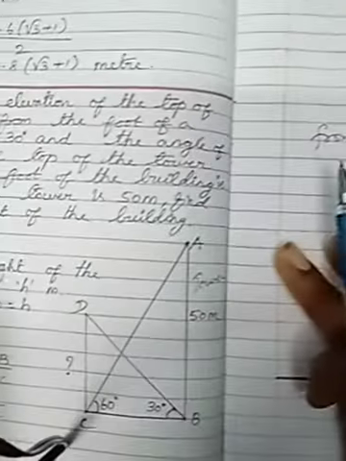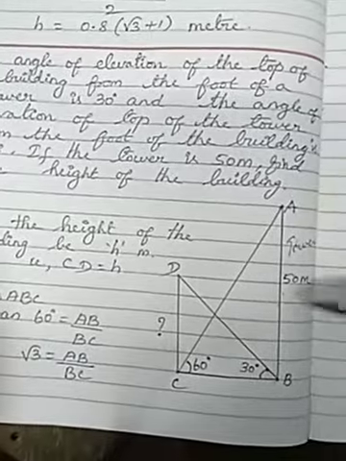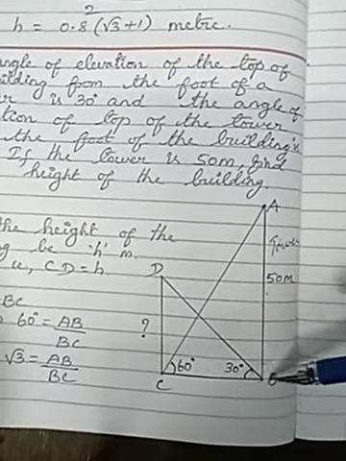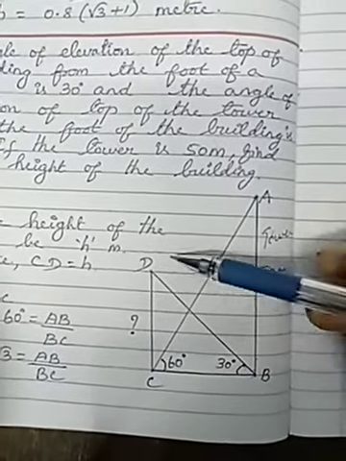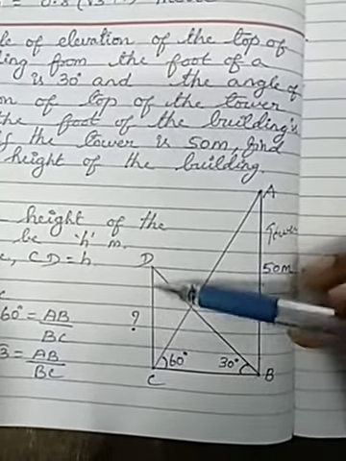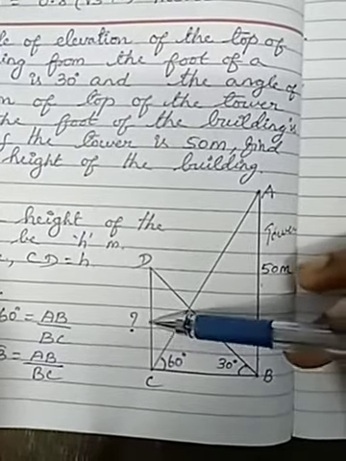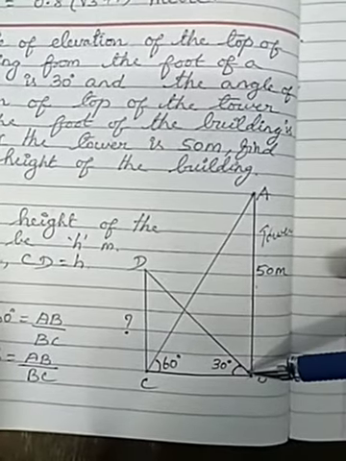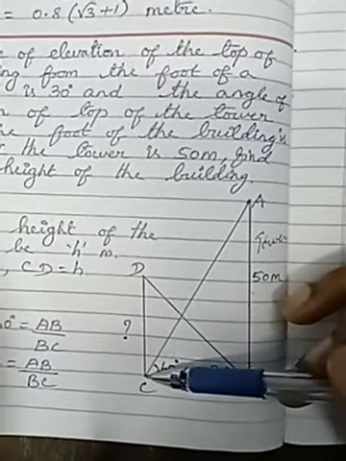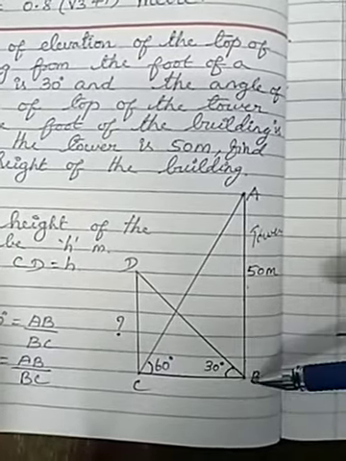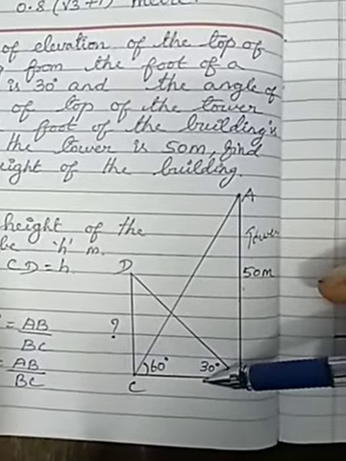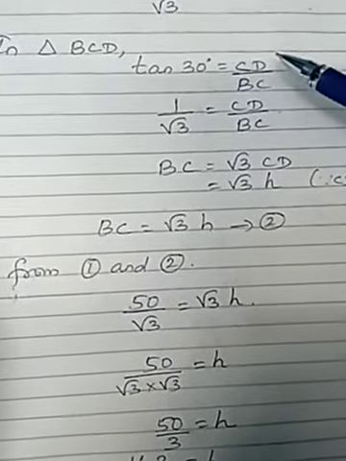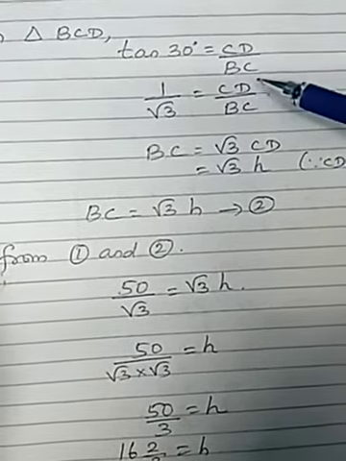Again, consider the triangle BCD. When you consider the triangle BCD, the angle of elevation is at B. So we want to find the height of the building. So this is opposite side to angle B. So this becomes opposite side and BC becomes adjacent side. Again we are relating opposite side, angle and adjacent side. So we are using tan 30 degrees. Tan 30 degrees is equal to opposite side CD divided by adjacent side BC.